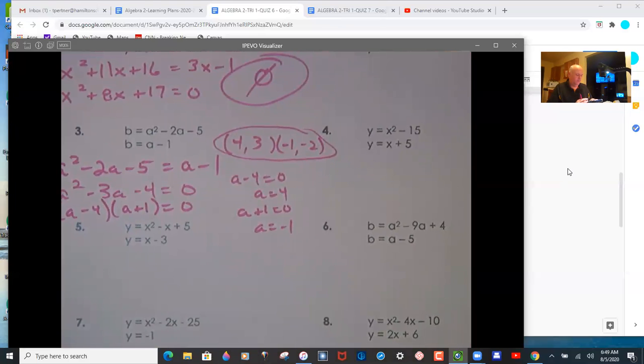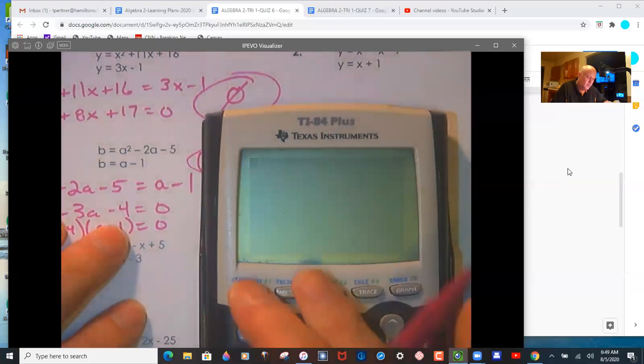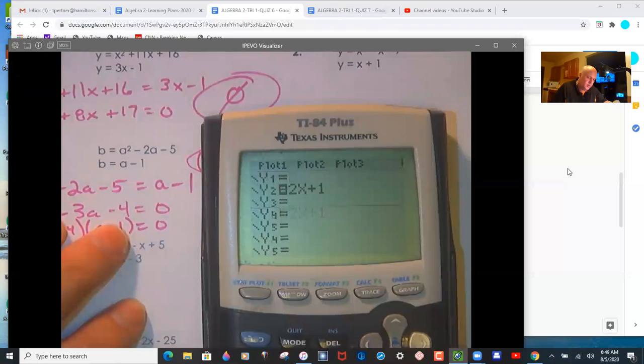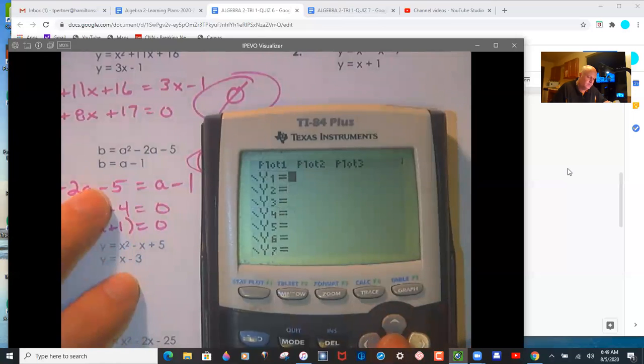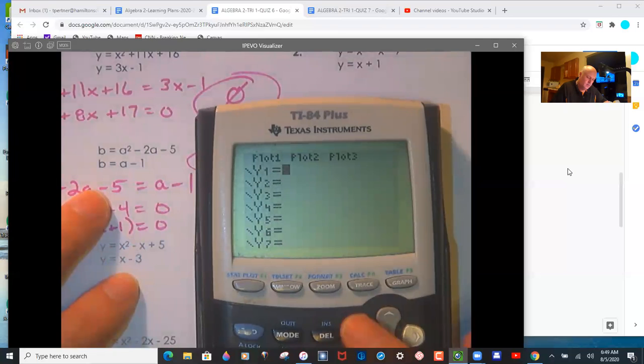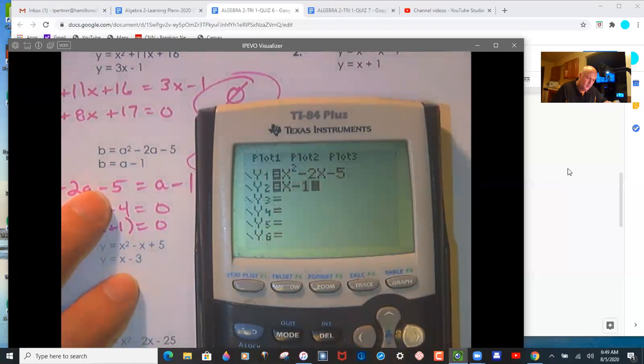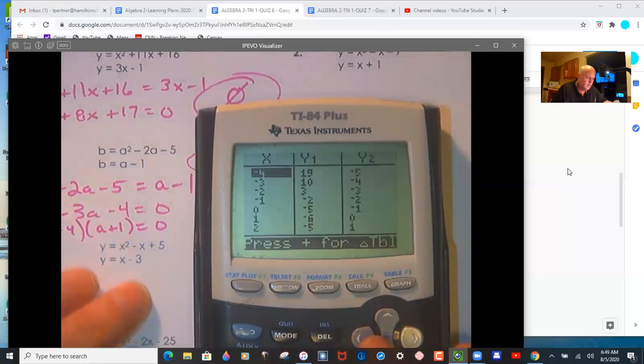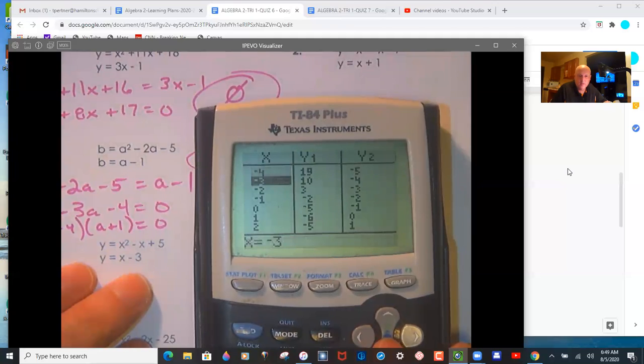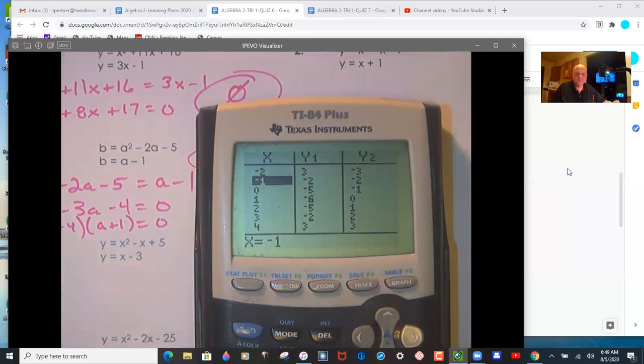Let me do that since this is going to end up being a short video. And check and make sure that everything checks out. We'll just make an x squared, it's no big deal, minus 2x minus 5, and then x minus 1. So you should see at 4, see at -1 we have it. So 4, 3, and -1, -2. So those y values are the same.